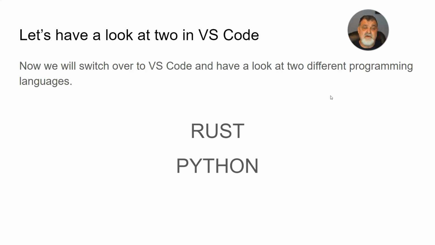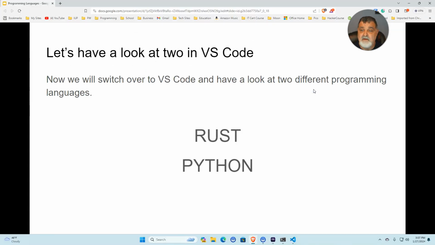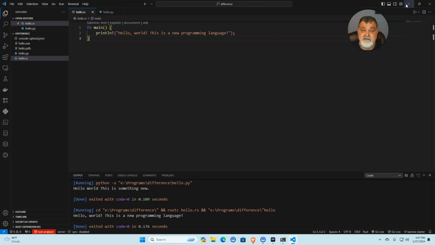All right, so let's have a look at two different programming languages in VS Code. I loaded up two here this morning for you. So we're going to switch to VS Code. We're going to have a look at two different programming languages, Rust and Python, and show you how they're basically running. Why do we compile one, but we just can execute the other one. All right, so let's go ahead and get started with that. I'm going to get off this slideshow, get rid of that and minimize this. And here we go.